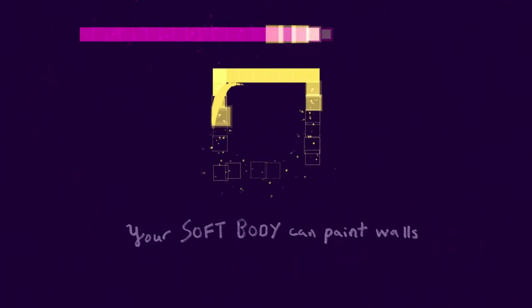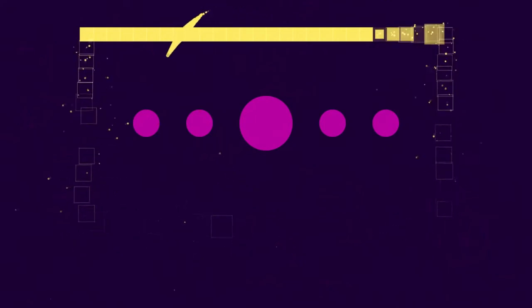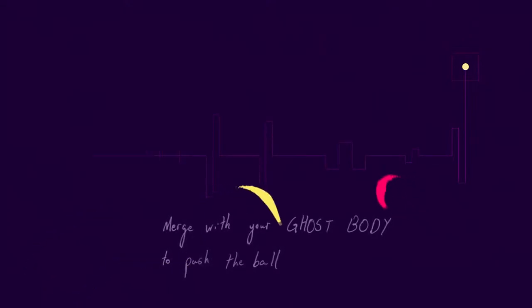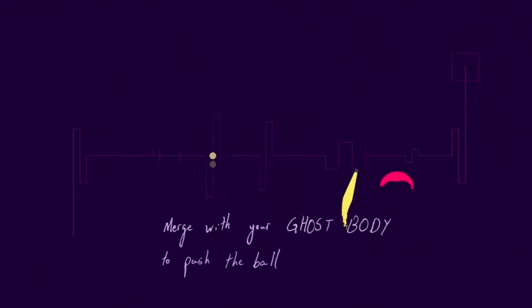So we have our yellow Softbody here, and this helps us paint the world as we move along these squares. And it's really nice to see people exercising their creativity in these types of games. So, merge with your ghost body to push the ball. The ghost body is this red snake over here, which I'm not controlling, but I can merge together and we can push the ball along and complete the level.